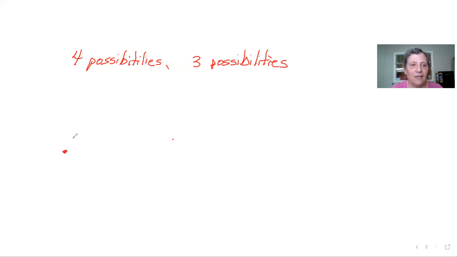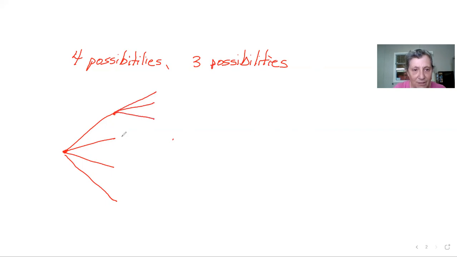But regardless of how that works, if there are 4 possibilities, that means we're going to draw 4 lines from our starting point. Got it? So 4 possibilities, you got 4 possible outcomes. If there are 3 ways that the second thing can land, so it could land on a 1 or a 2 or 3, then that means there are 3 possibilities for this, 3 possibilities for this, 3 here, and 3 here.